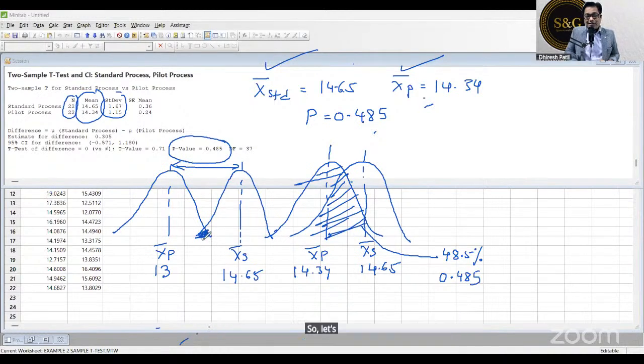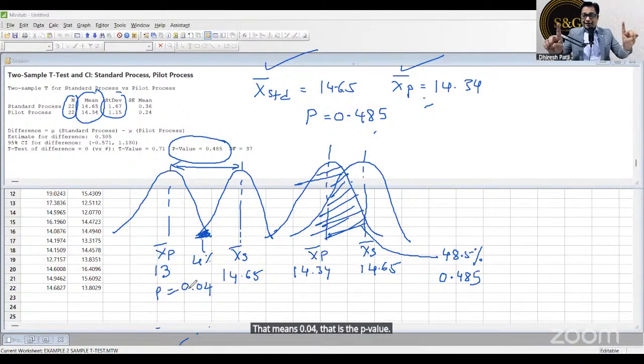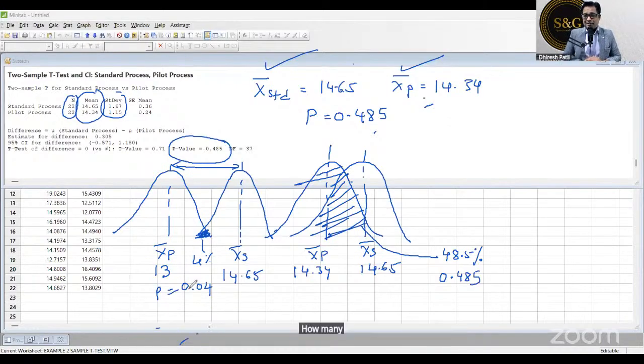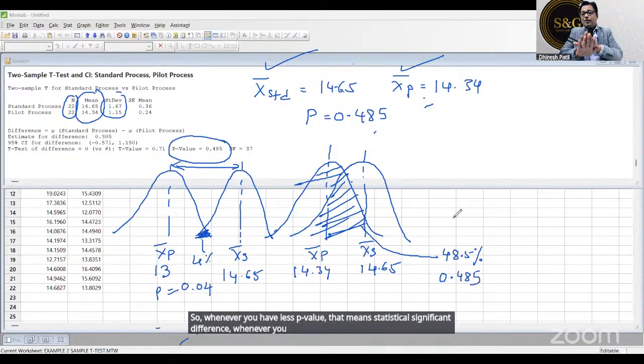So let's say this has gone to 4%. That means 0.04, that is the P value. The moment it goes below 0.05, we declare that the difference has become statistically significant between the two distributions. How many of you got it? Just type yes in the chat box. Clear, everybody? So whenever you have a low P value, that means a statistically significant difference. Whenever you have a greater P value, there is no statistically significant difference.